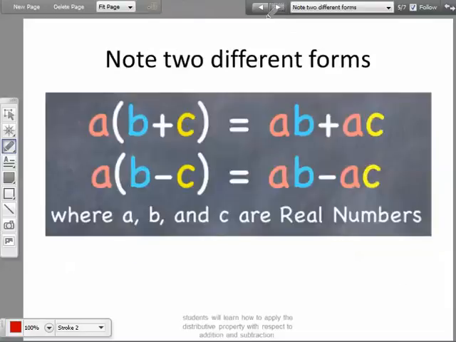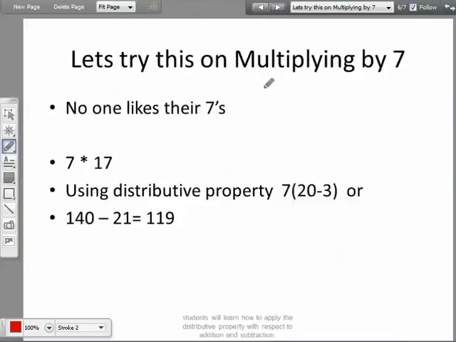Okay? Let's look at it differently. So, two different forms. One of them's got a plus sign, one of them's got a minus sign. And all you've got to do is say A times B, A times C, and you put the plus sign in between. A times B, A times C, and put the minus sign in between. And that's all there is to it. Just make certain that you're keeping that sign correct that goes in there, and you shouldn't have any problems with the distributive property whatsoever.